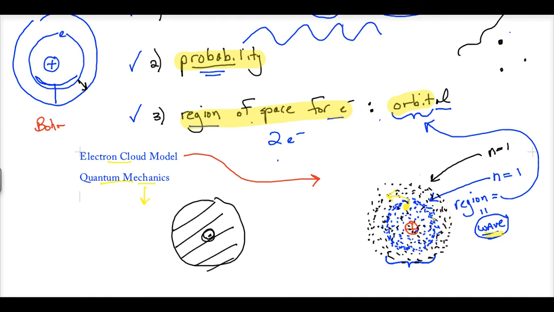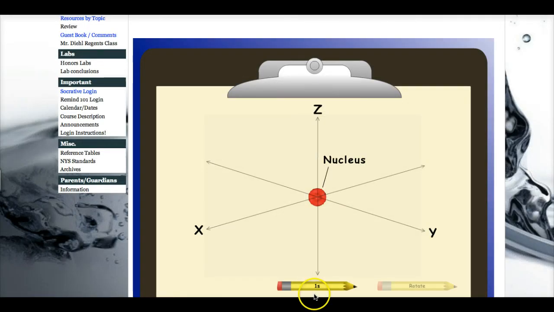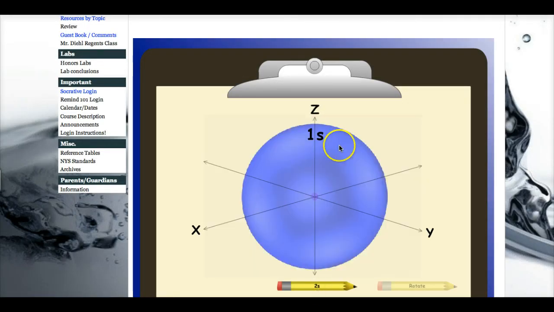But I want to show you now what these regions of space called orbitals actually look like as we get beyond n equals 1. So hold on to your horses for a second. Let's hit the 1s. Now the S represents a sphere. This sphere represents an electron cloud of possibilities of where the electron is. Is the electron here? No, it's here. It's all over. It's a wave. It's not a particle, and that wave exists all here.